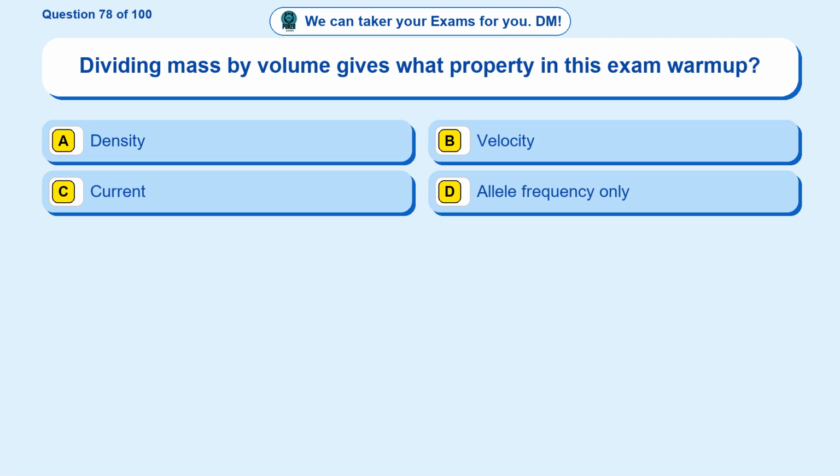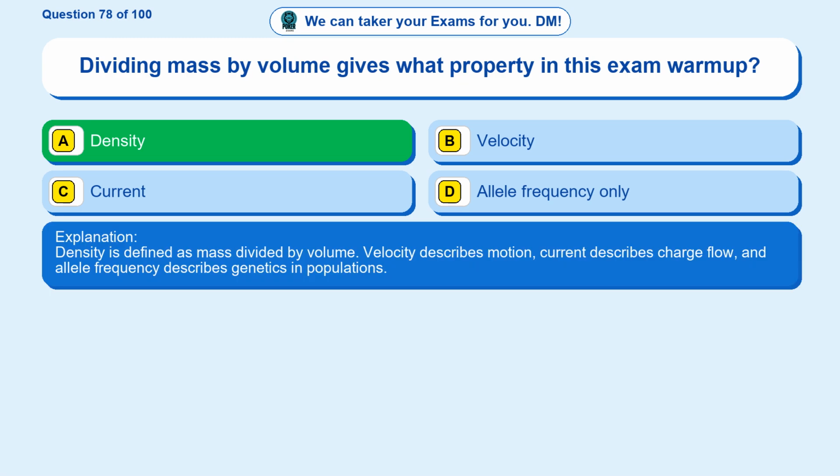Question 78. Dividing mass by volume gives what property in this exam warm-up? Option A, density. Option B, velocity. Option C, current. Option D, allele frequency only. The correct answer is option A. Density. Density is defined as mass divided by volume. Velocity describes motion, current describes charge flow, and allele frequency describes genetics in populations.